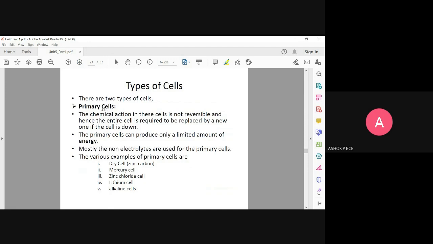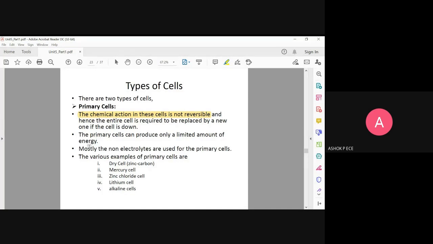First one is primary cells. In primary cells, the chemical reaction is not reversible. Anybody having a doubt? Okay. Not reversible means you have to replace the entire cell with a new one. The cell is going to be dry, so it can produce only a limited amount of energy. However much chemical there is inside the cell, that much only. Till the chemical is there, you will get the voltage. When the chemical is completely reacted, you will not get the voltage, and you have to throw it away and replace it with a new cell. Not reversible means you cannot reuse these cells again and again.